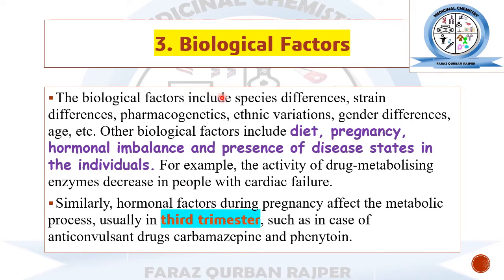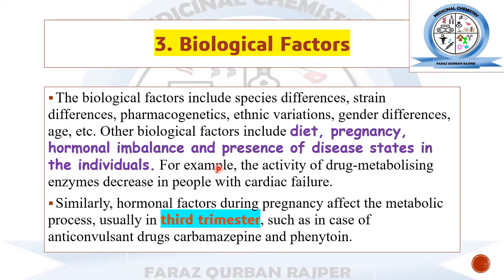Biological factors. Among the biological factors that influence the metabolism rate are species differences, strain differences, pharmacogenetics, diet, pregnancy, hormonal imbalance, and the presence of a disease state or not. So these are the different factors. For example, during pregnancy, hormonal changes occur inside the woman's body. Due to these hormonal changes, they ultimately affect the activity of drug metabolism.